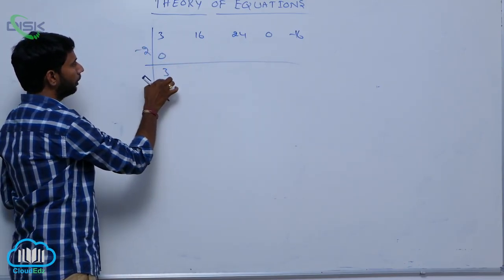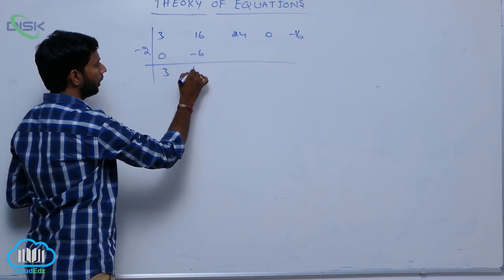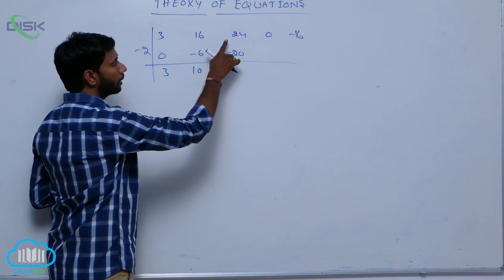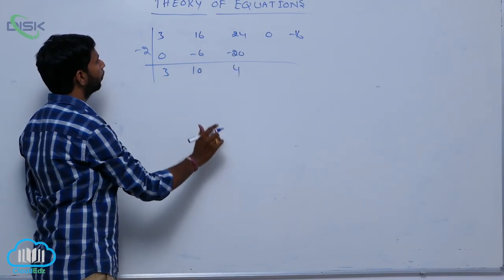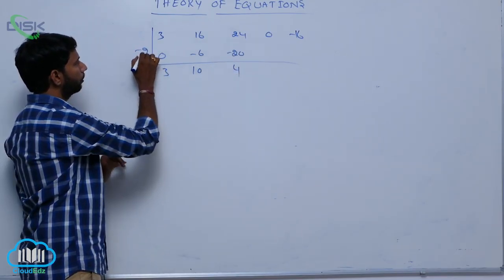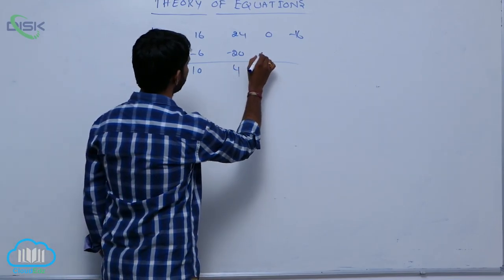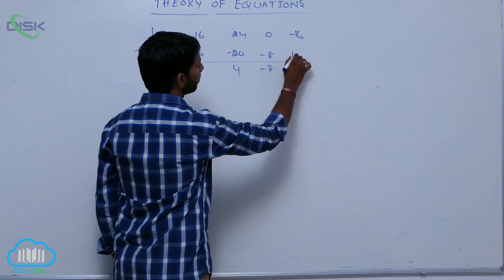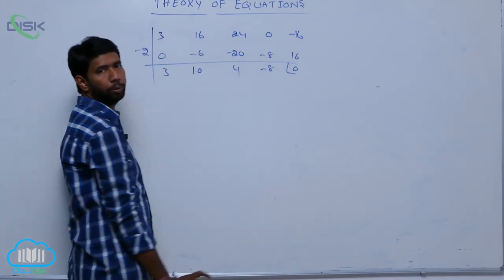3 plus 0 is equal to 3. 3 into minus 2 is minus 6, adding 16 that is equal to 10. 10 into minus 2 is minus 20. 24 minus 20 is equal to 4. 4 into minus 2 is equal to minus 8. Adding minus 16 and minus 8 gives a remainder equal to 0.